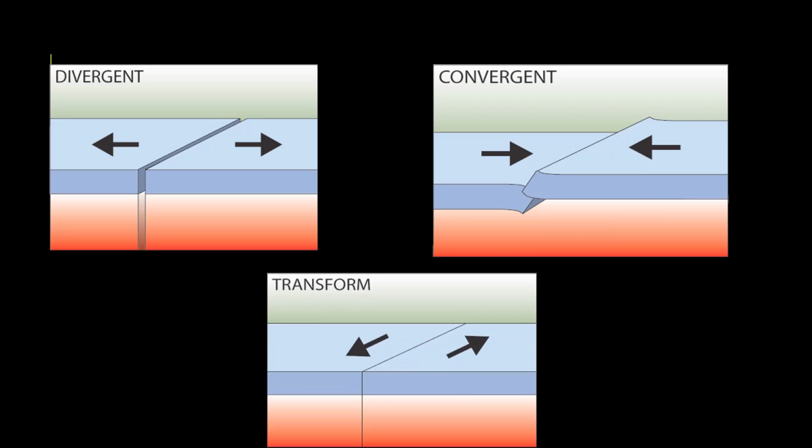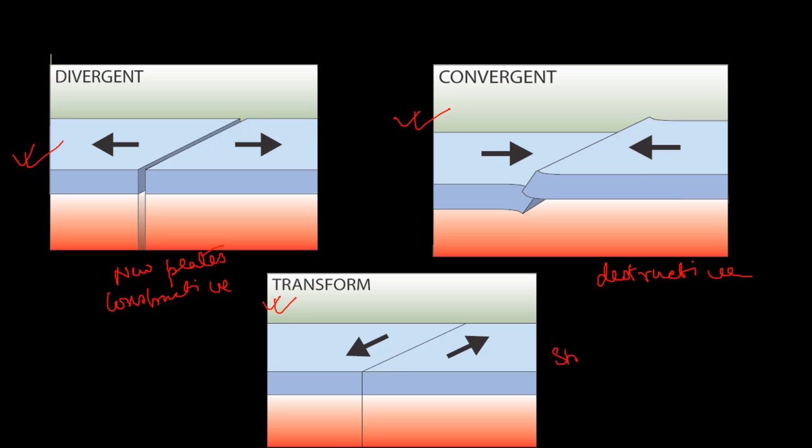So now we come to the different plate boundaries. What are the plate boundaries we can see? One is the divergent plate boundary, one is the convergent plate boundary, and another one is the transform fault. Divergent means where new plates are formed. Convergent is where destruction is taking place. So these are known as destructive and these are known as constructive. And these are transform faults or strike-slip faults, where there is just sideways movement, no destruction, no new plates being formed.